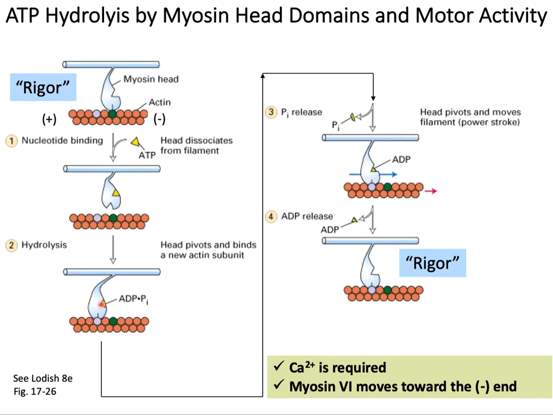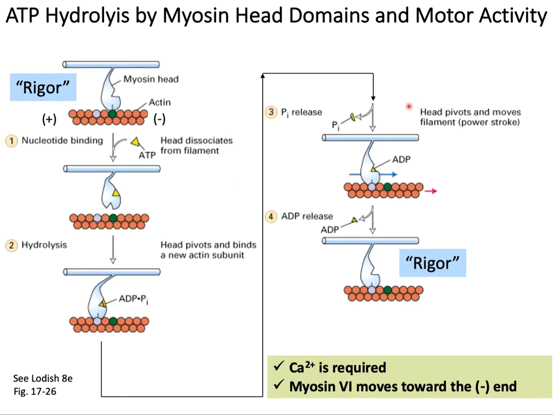And then the ATPase activity of the myosin head itself will hydrolyze ATP to ADP and inorganic phosphate. It won't release those components, but when that happens, you get a second conformational change such that the myosin head will come down and bind the actin again. But in this case, it moves towards the plus end.